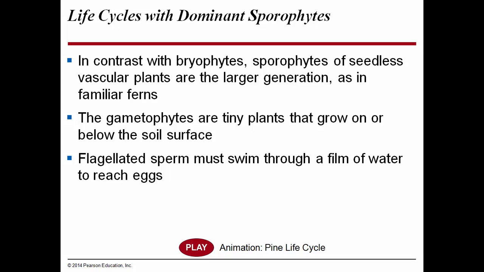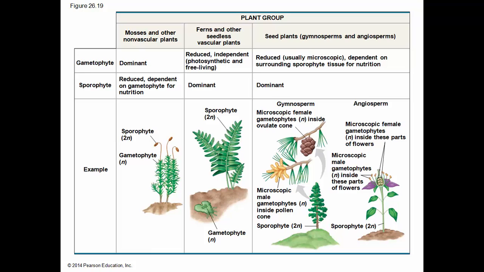So the seedless vascular plants are like the bryophytes in that they have a flagellated sperm that must swim through a film of water to reach the eggs. But they are different in that they have a vascular structure. They have a xylem and a phloem, which helps them to grow a little larger.